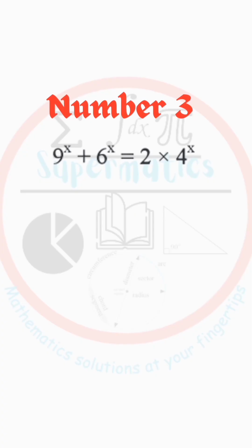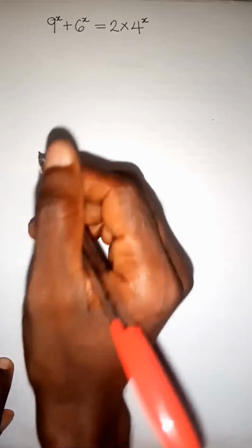Here is the third equation. To solve this yet another beautiful exponential equation, which is 9 raised to power x plus 6 raised to power x equals 2 times 4 raised to power x, we're going to need to divide both sides by 4 raised to power x. So divide through by 4 raised to power x.